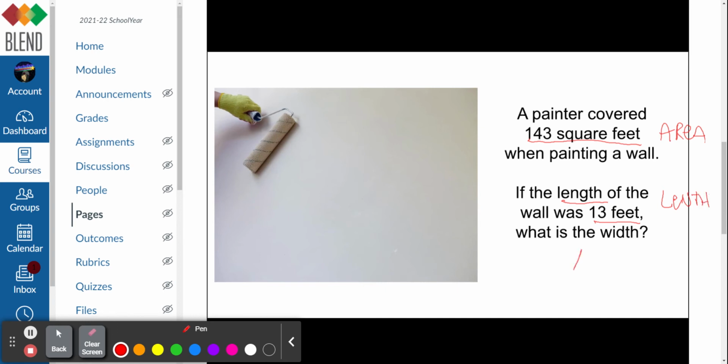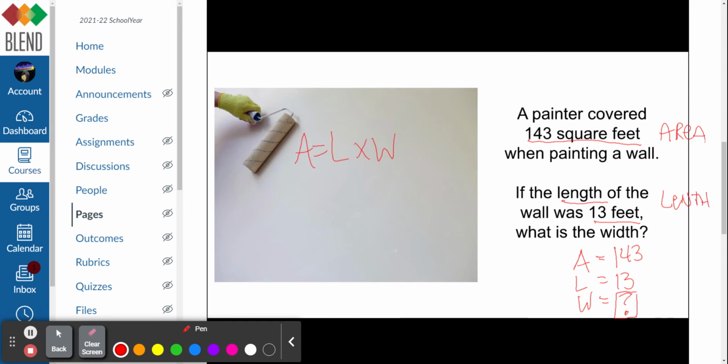Now, like we've been doing all week, let's organize our information. Our area is 143. Our length is 13. Our width is what we don't know. We need to figure out our width. So we can still use the same formula: area equals length times width. And if you forgot what the formula was, there it is.